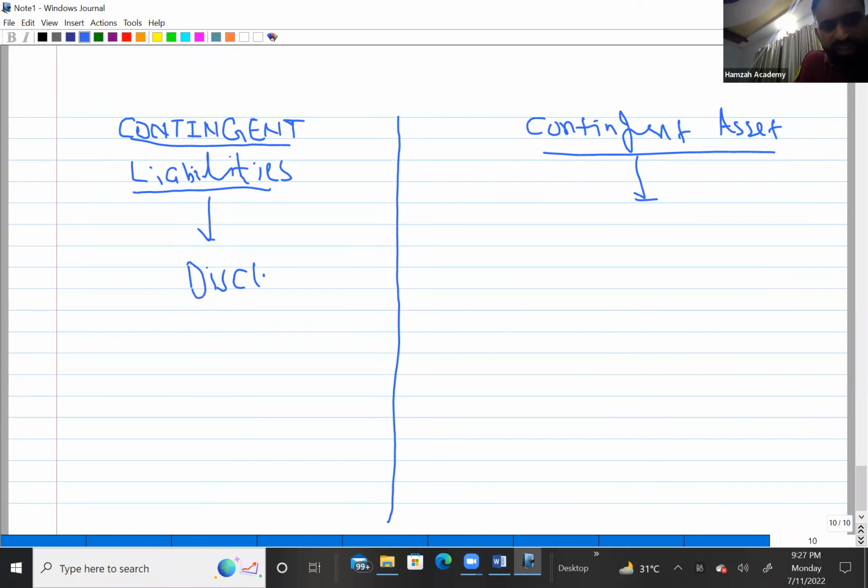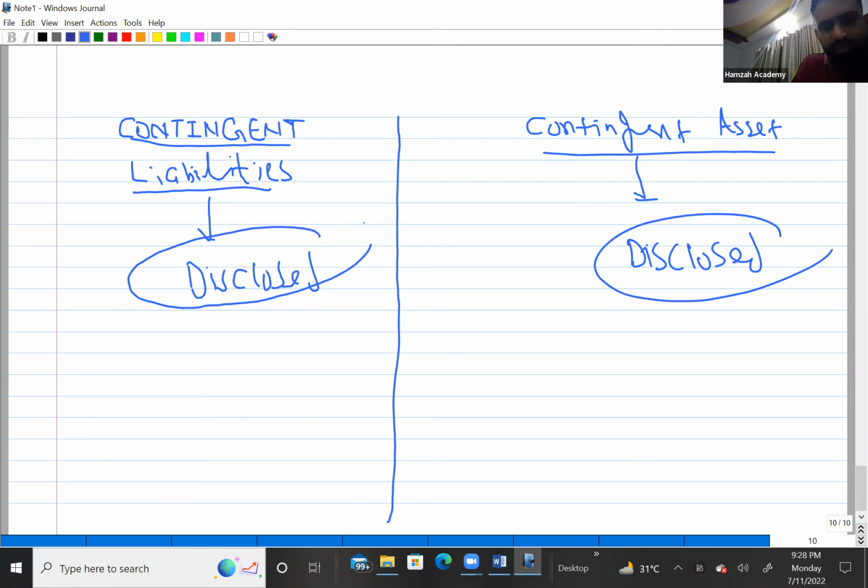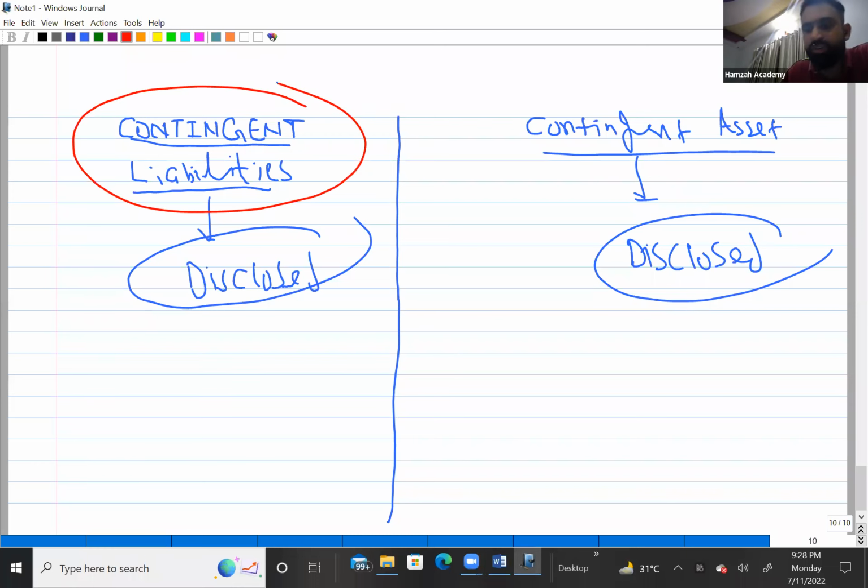We only disclose the contingent liability and contingent assets. Okay. If they are material, we are not going to recognize the contingent liability and contingent asset. We are only going to disclose the contingent liability and contingent assets. But what is a contingent liability? Let's discuss that thing first of all.